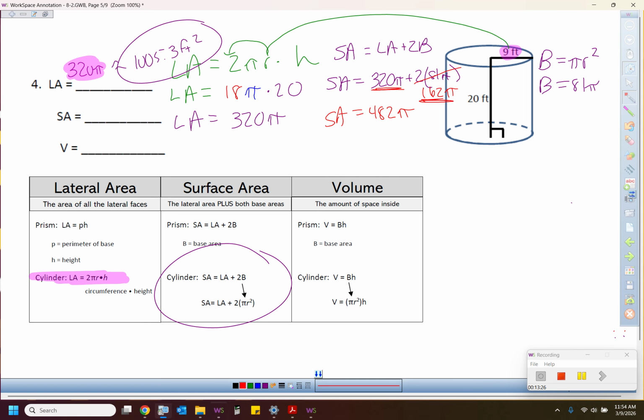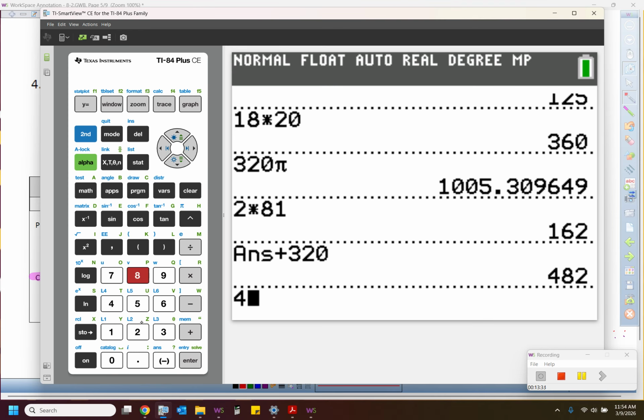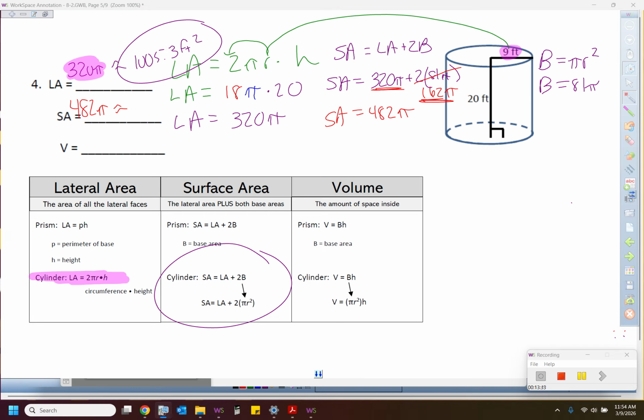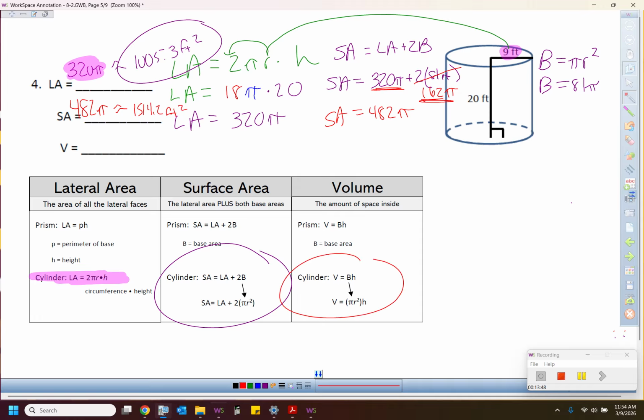So we'll put that into the blank, 482 pi, and then we will also approximate it. 482 pi is about 1514.2 square feet.